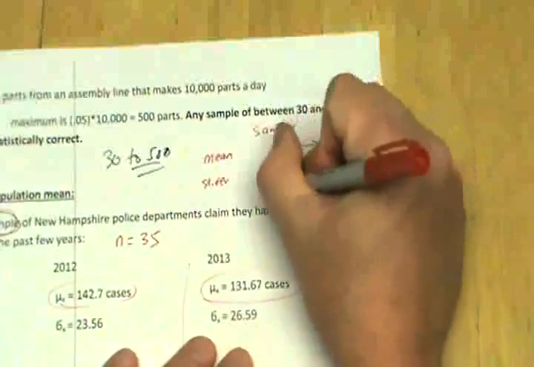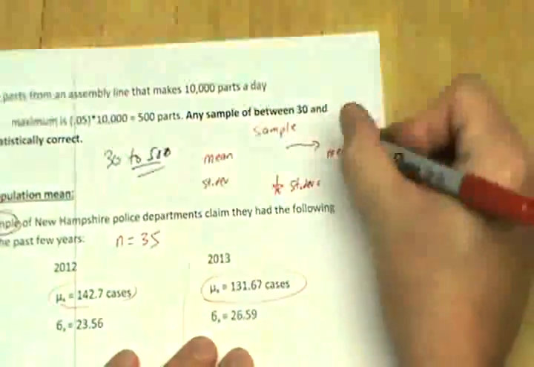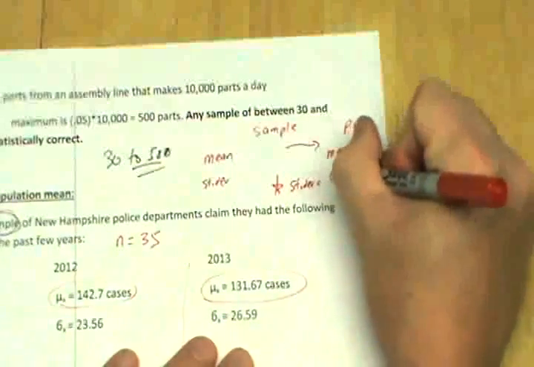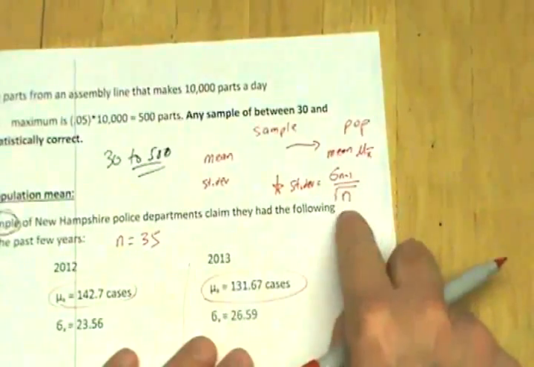And now here's the difference. The standard deviation of the population, you take the standard deviation of your sample and you divide by radical n, which is the square root of the sample size.